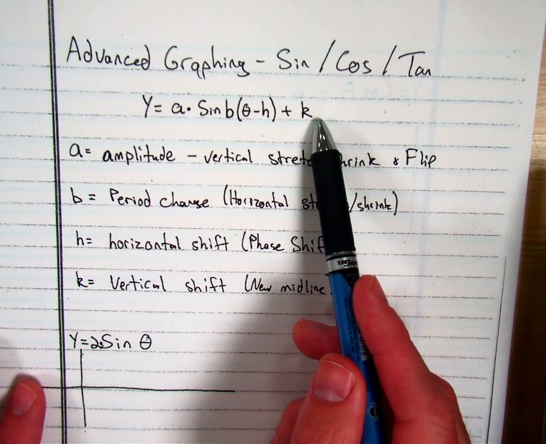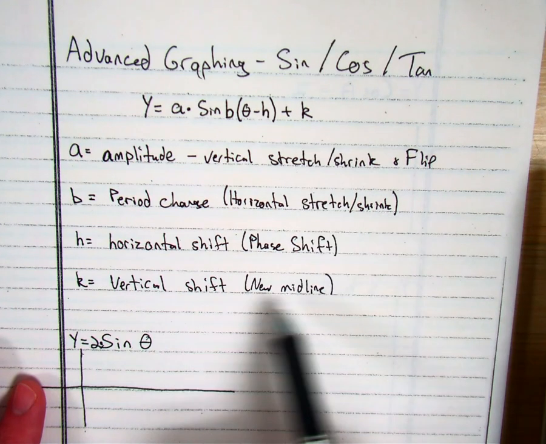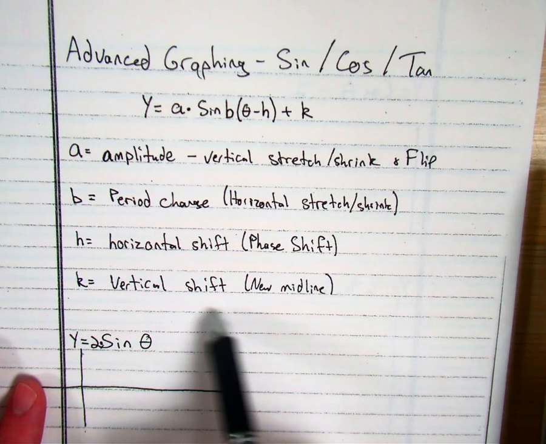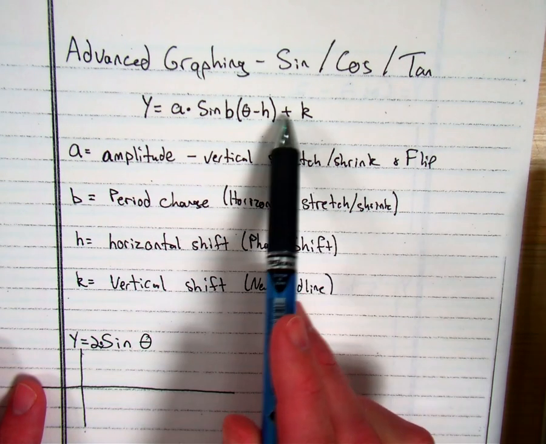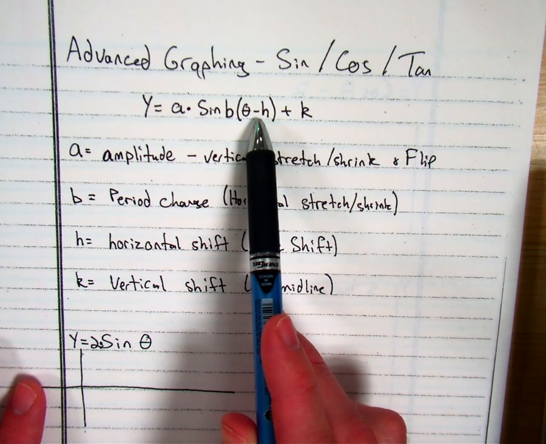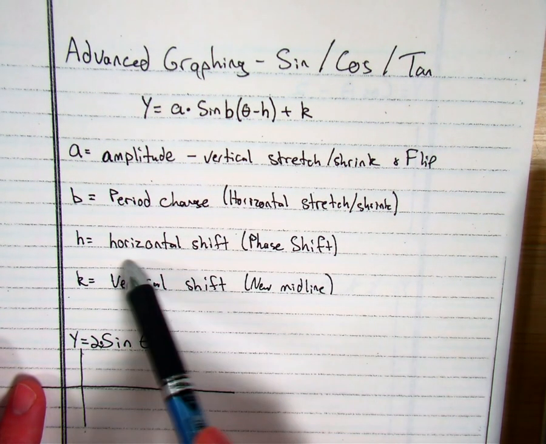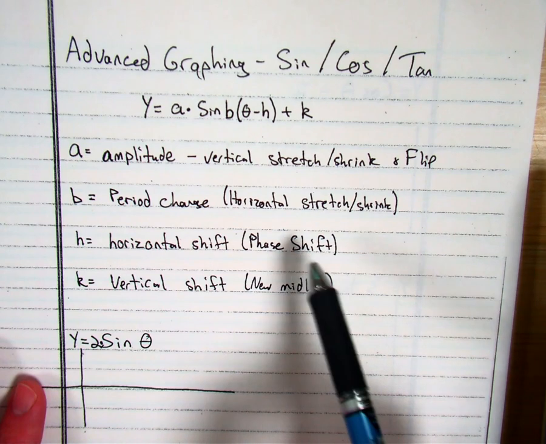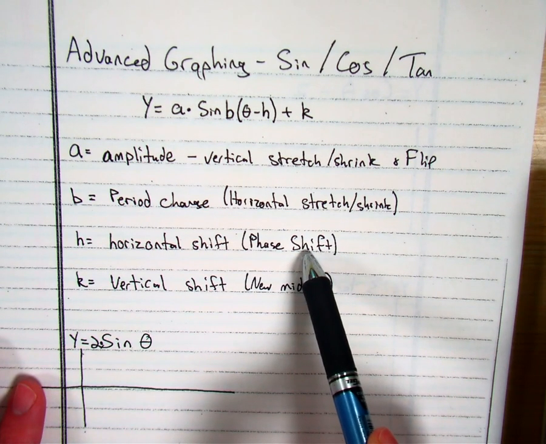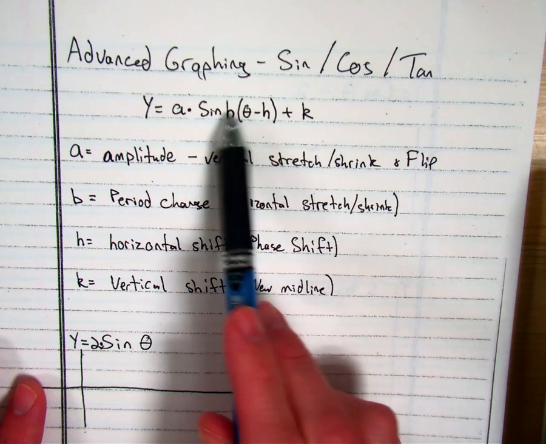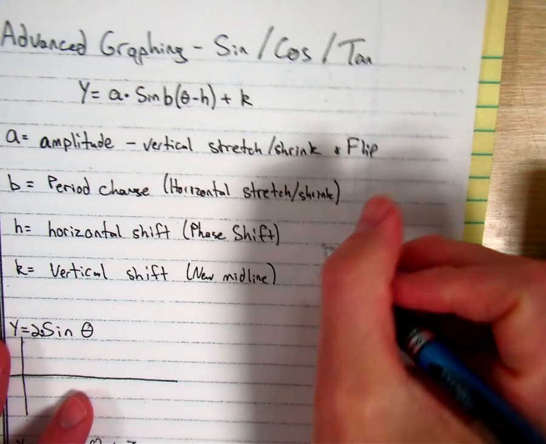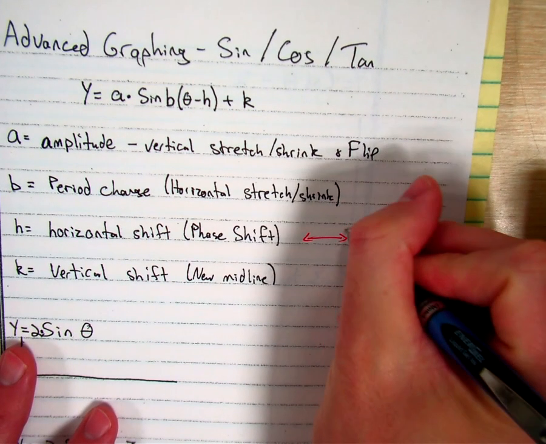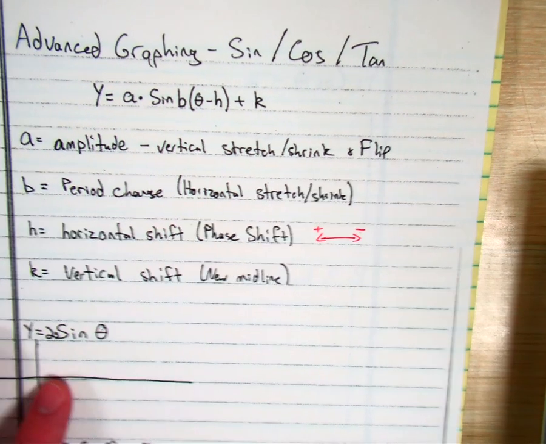On the back side, that's going to be your vertical shift, and we're going to talk about that as the new midline. And anything inside the parentheses is going to be your horizontal shift, and in trigonometry, we're going to call that our phase shift. And again, anything on the inside is opposite. So a minus actually goes to the right, and a plus is going to go backwards to the left.